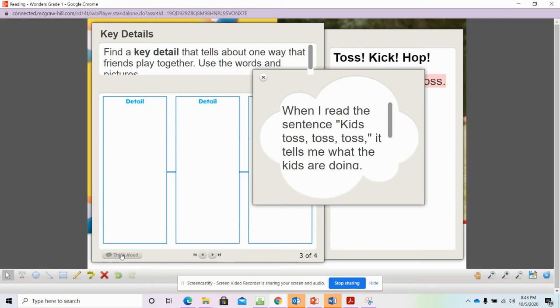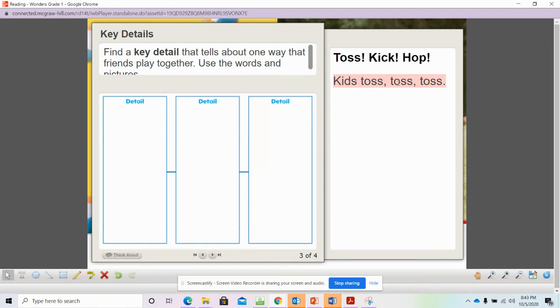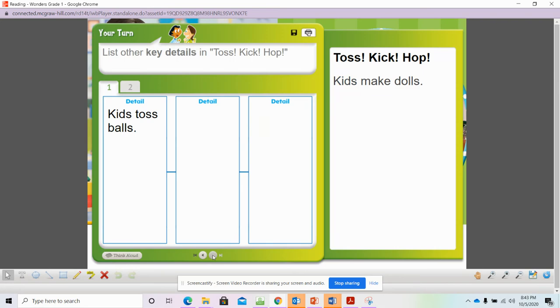So, when I read the sentence, kids toss, toss, toss, it tells me what the kids are doing. So it tells me something that friends do together. They toss, toss, toss. So one of my key details is kids toss balls. That's something that the story is telling me. So that is one key detail. So let's look for other key details in the story Toss, Kick, Hop.